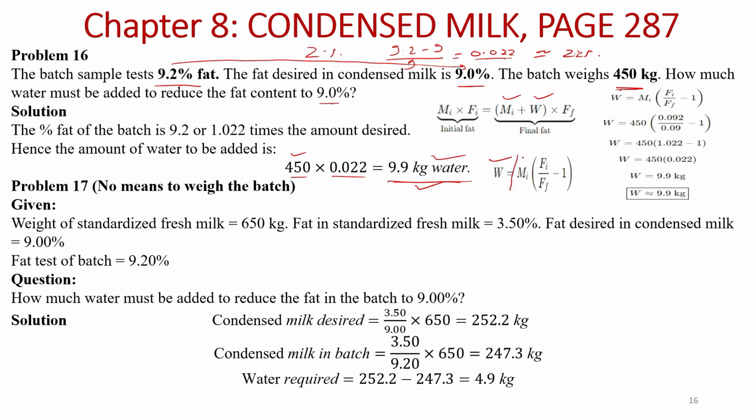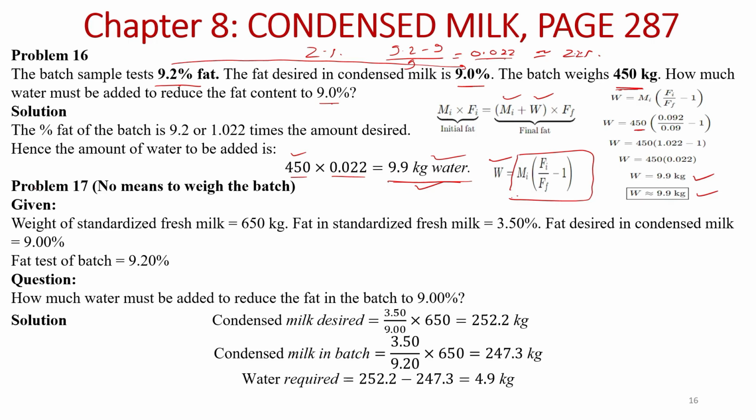If you rearrange this formula, you get W equals Mi times (Fi divided by Ff minus 1). Simply put in the values: initial 450, Fi is 9.2%, that is 0.092, and Ff is 9%, that is 0.09. So 0.092 divided by 0.09 minus 1 is 1.022 minus 1. This equals 450 into 0.022, which is 9.9 kg. So simply by logic you can see how much more fat percentage is in the condensed milk compared to the desired. That percentage, 2.2%, of water is to be added: 2.2% of 450, that is 9.9 kg of water, to get the desired 9% fat. Okay, this is one question.